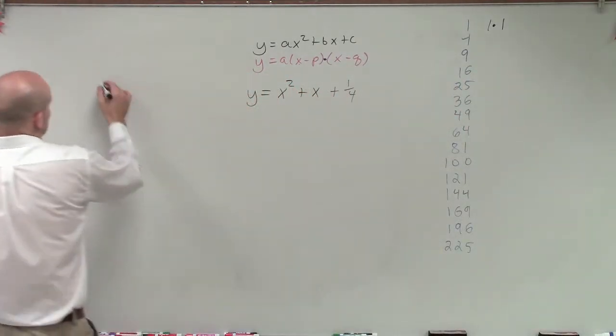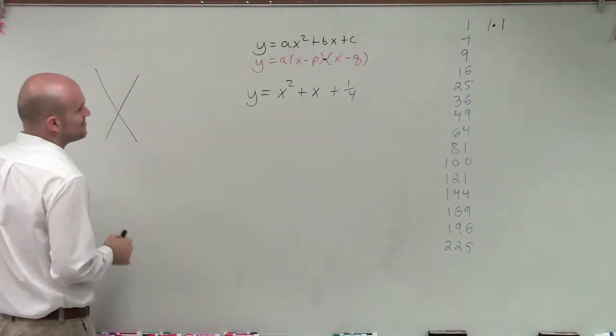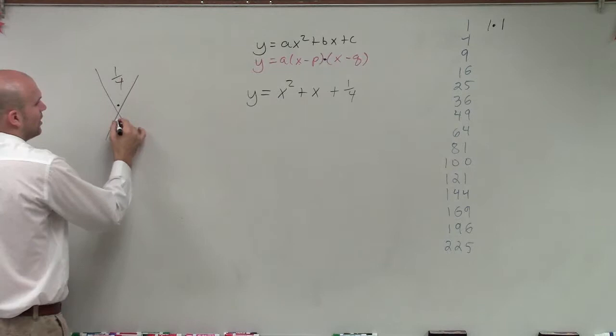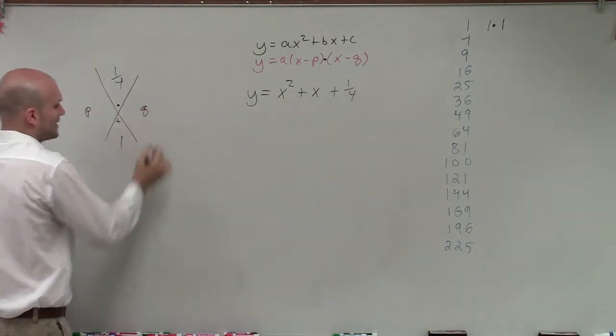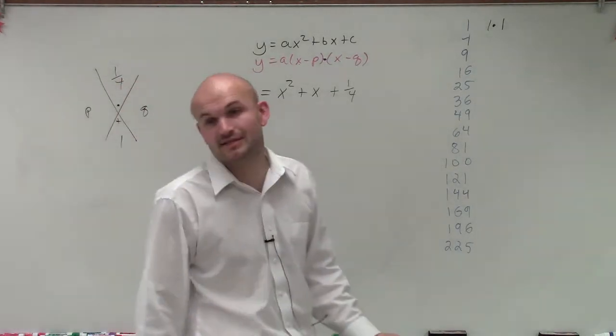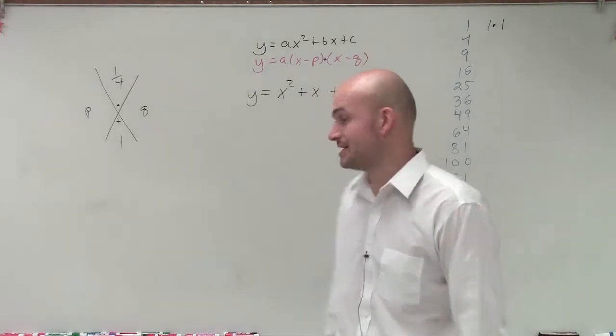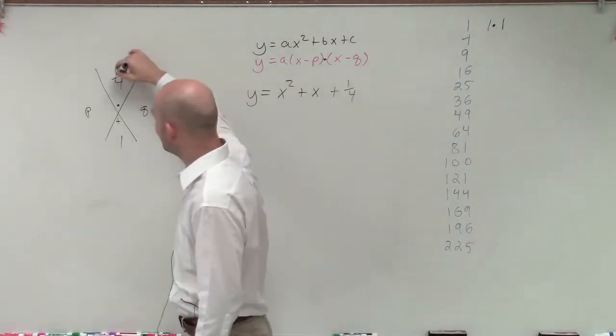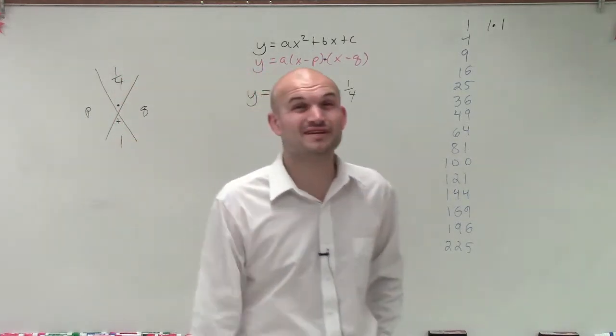If I was going to use my x method, I could say, all right, what two numbers multiply to give me 1/4 and add to give me 1? And those two numbers are going to be my p and my q. You might be able to figure this out and say, oh, OK, this makes sense. I can figure out what two values multiply to give me 1/4. But a lot of times when dealing with fractions, it gets a little difficult for students.